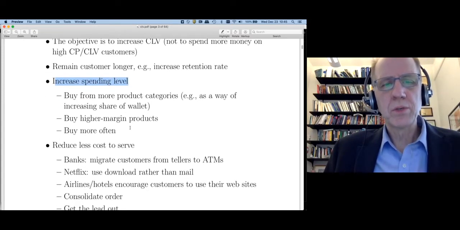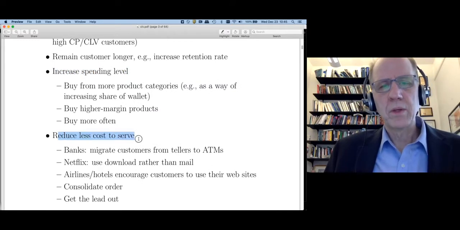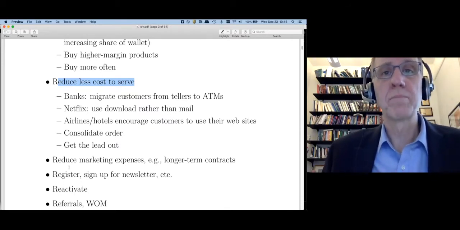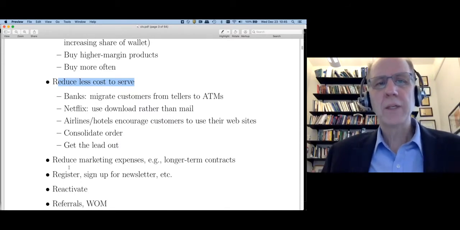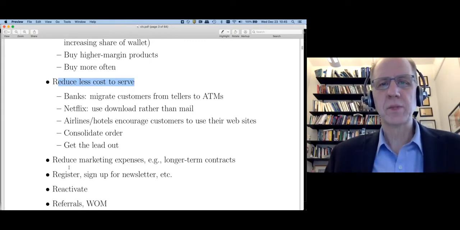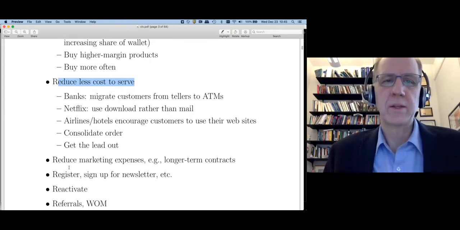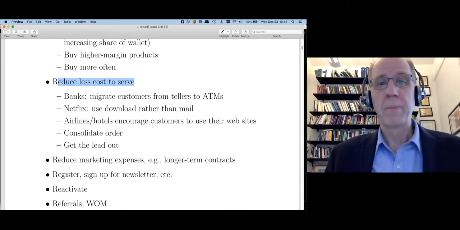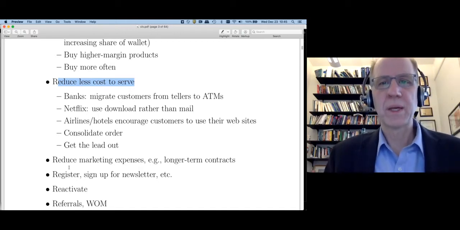We can also reduce costs. There are really 2 costs to think about. One is the cost to serve, the other is the cost of marketing to that customer. I could do things to reduce the cost of service, such as if I'm a bank, I could get customers to use ATMs rather than tellers. This was a very famous example in the 1990s where banks started charging teller fees. Why? Because tellers are expensive, ATMs are comparatively cheap.